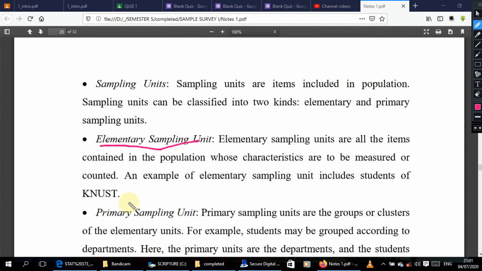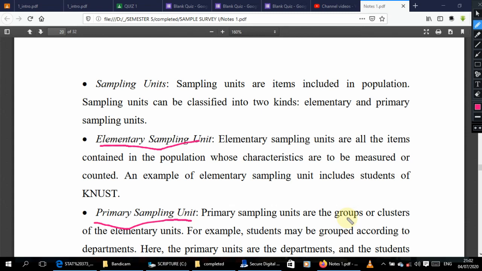Now primary sampling units. So primary sampling units are the groups. So take the notes. Groups or clusters of the elementary unit. So here we are saying students, but here we are saying clusters. So we have maybe departments, because a department is a group of students. We may have associations. Associations are a group of students. Those form the primary unit.